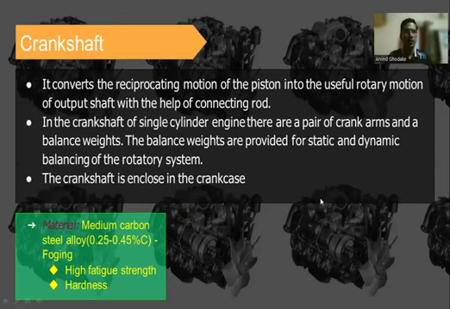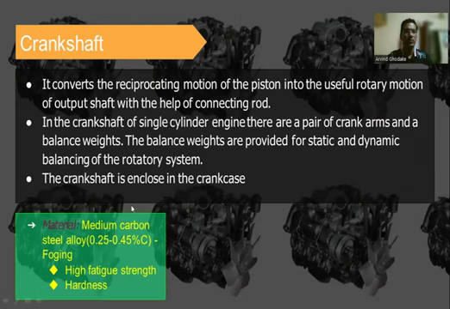The function of the crankshaft is to convert the reciprocating motion of the piston into the useful rotary motion of the output shaft with the help of the connecting rod. In the crankshaft of a single cylinder engine, there are a pair of crank arms and a balance weight. The balance weights are provided for static and dynamic balancing of the rotary system. The crankshaft is enclosed in the crankcase.